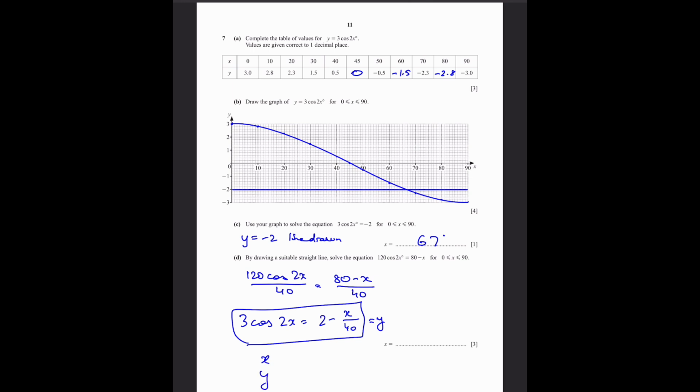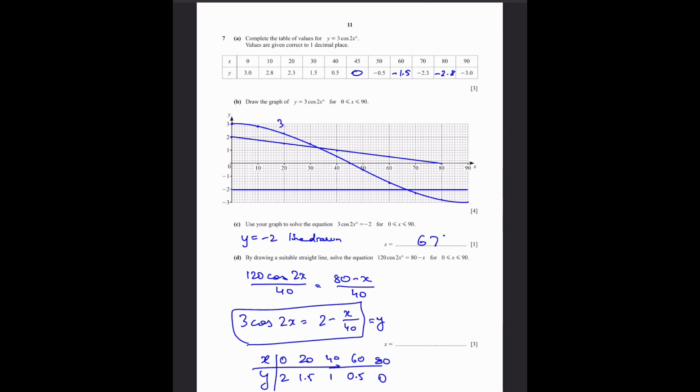So let's take some suitable x values and plot the y values for them. Let's take 0, y is going to be 2. 20, y is going to be 1.5. 40, y is going to be 1. 60, y is going to be 0.5. 80, y is going to be 0. Now we can just plot our points. And once we're done with that, we can simply draw a straight line through it. Sorry, let me just adjust this real quick. There we go.